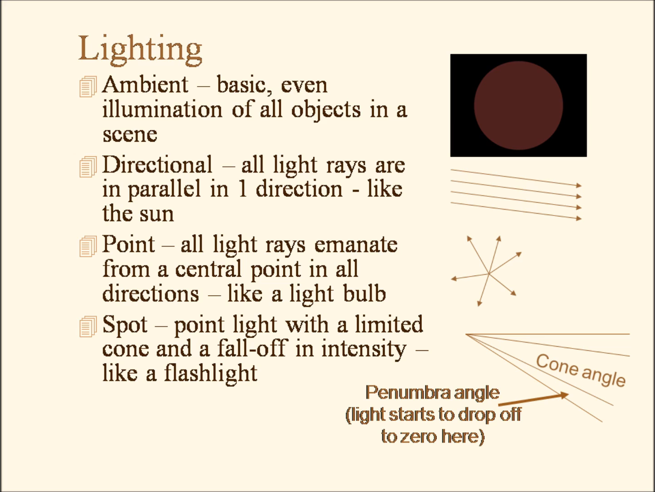Ambient light is also known as natural light. So first we discuss ambient light, the basic even illumination of all objects in the scene. Simply, we can say that ambient light means the light that is already present in a scene before any additional lighting is added.